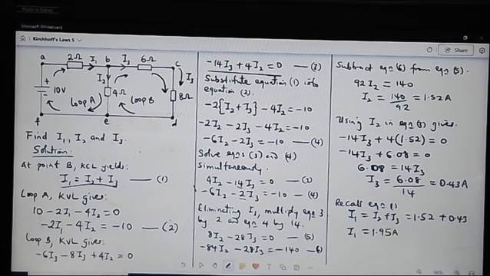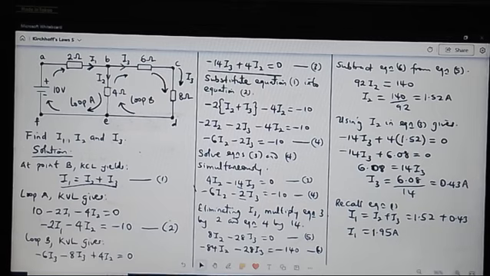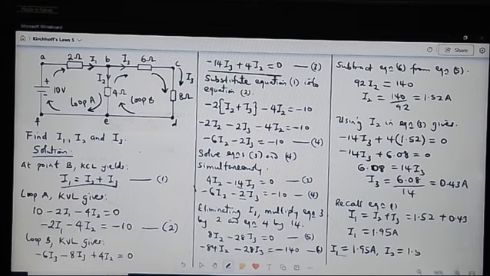So you can see how simple it is to calculate the values of current in a circuit using Kirchhoff's laws. The answers are I1 equal to 1.95, I2 equal to 1.52 ampere, and I3 equal to 0.43 ampere.